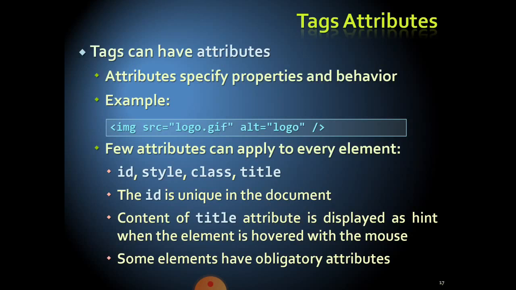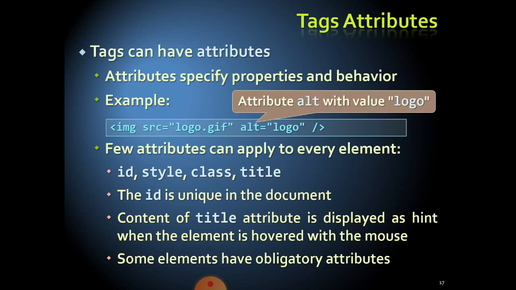So the tags can have these attributes. Attributes specify properties and behavior. Every tag will have some attributes, that is, some properties and behavior. For example, image: for image we have the source as logo.gif and alt equal to logo. We are storing the logo text in the attribute alt. That is the attribute name alt.